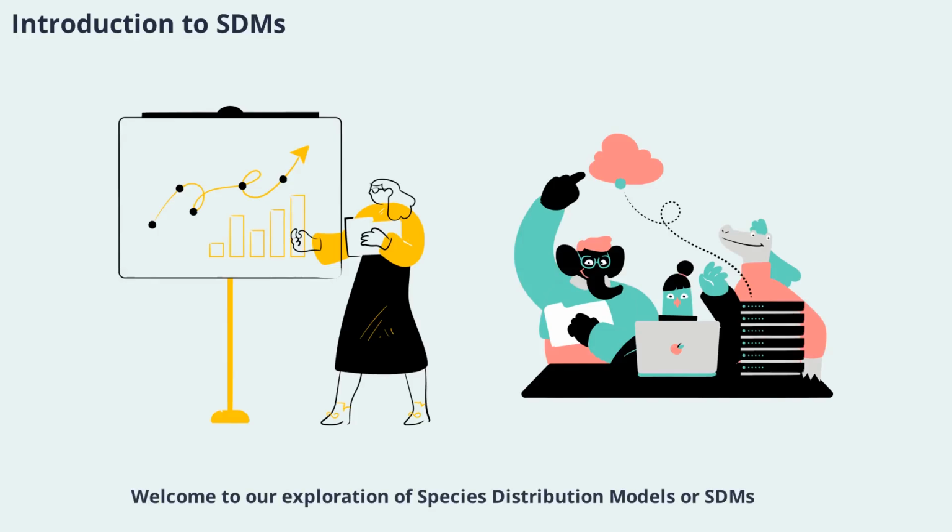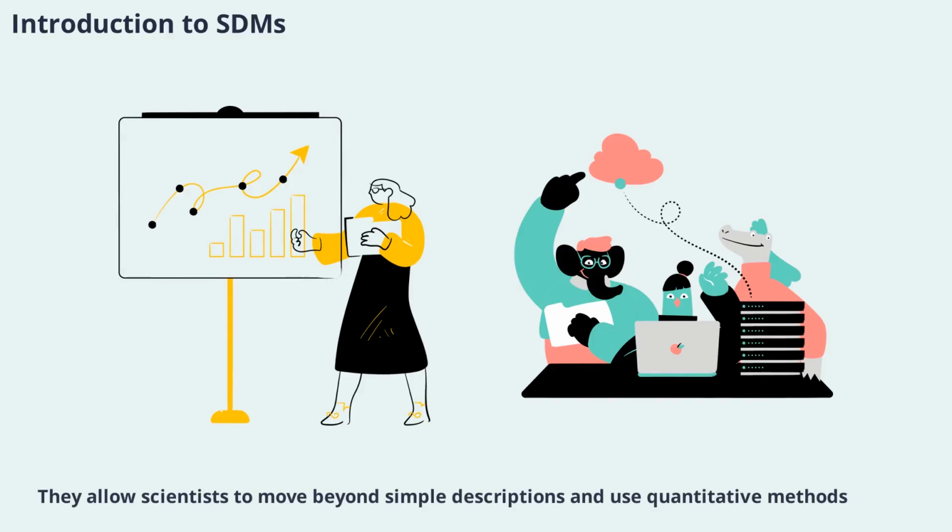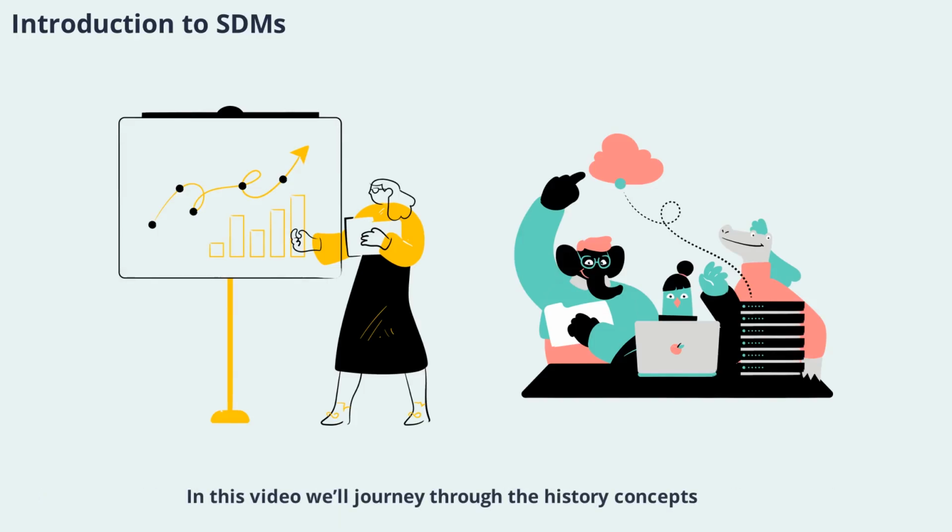Welcome to our exploration of species distribution models, or SDMs. These powerful tools combine observations of where species are found with environmental data to help us understand and predict where species might occur. Over the years, SDMs have become essential in ecology, conservation, and evolutionary studies. They allow scientists to move beyond simple descriptions and use quantitative methods to map and forecast species distributions across different landscapes and time periods. In this video, we'll journey through the history, concepts, and applications of SDMs, highlighting their strengths, challenges, and future directions. Let's begin by understanding what SDMs are and why they matter.